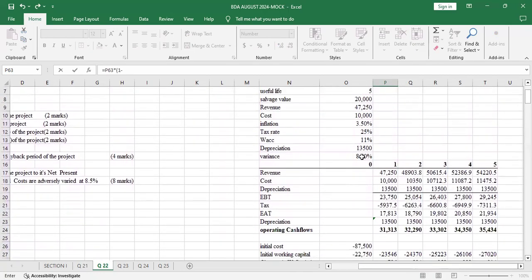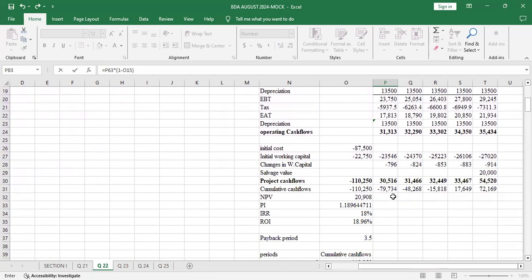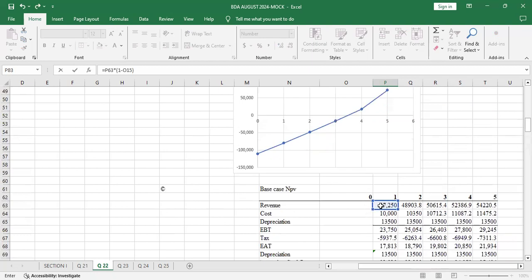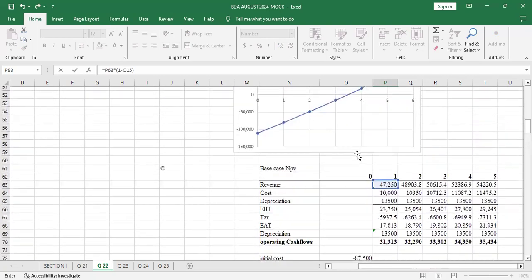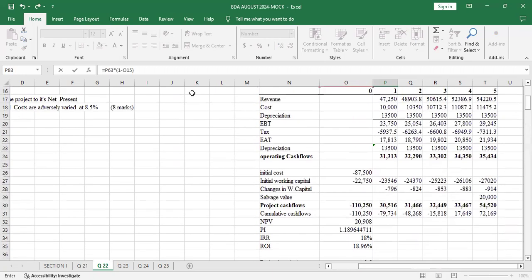So where is it? Yeah, I'll select that. Then I'll close the bracket. Before I do that, because you can see under base case, these are within row 63, so I'll lock that row 63. Then I lock the rate, the 8.5% completely, because it will be constant all through. So I'll lock this and I'll lock this completely. Yeah, the rate for the variance, lock it completely.